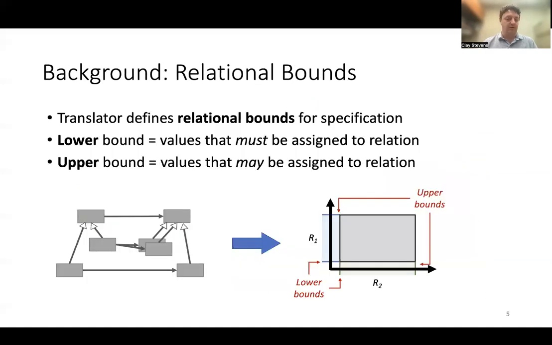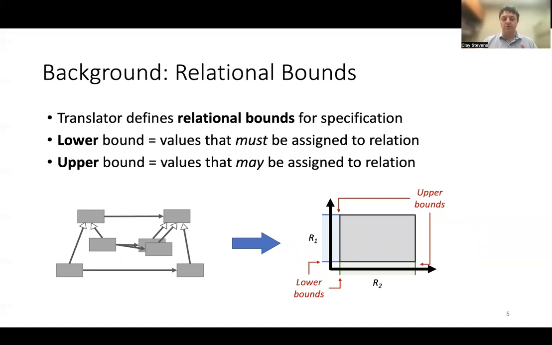As a bit of background to this, one of the ways that the community has attempted to make these problems more tractable is to introduce the idea of bounded verification. For relational specification, what that means is that the translator will define two relational bounds on each relation used as a variable in the problem. The first is the lower bound, the values that must be assigned to a particular relation, and the second is the upper bound, the values that may be assigned to the relation.